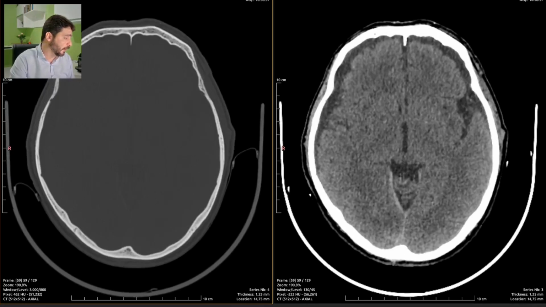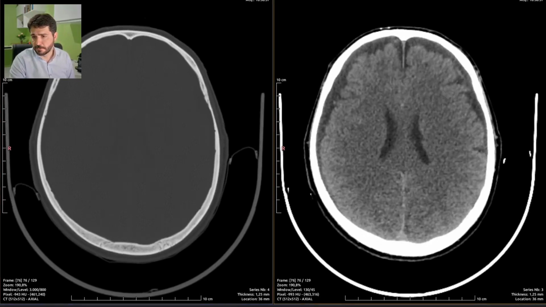Let's check for clinical history. Why is this patient going through this CT scan? It says subarachnoid hemorrhage or subdural bleeding of some sort. So it's some kind of bleeding disorder of the brain, I suppose. So let's see what we have here.